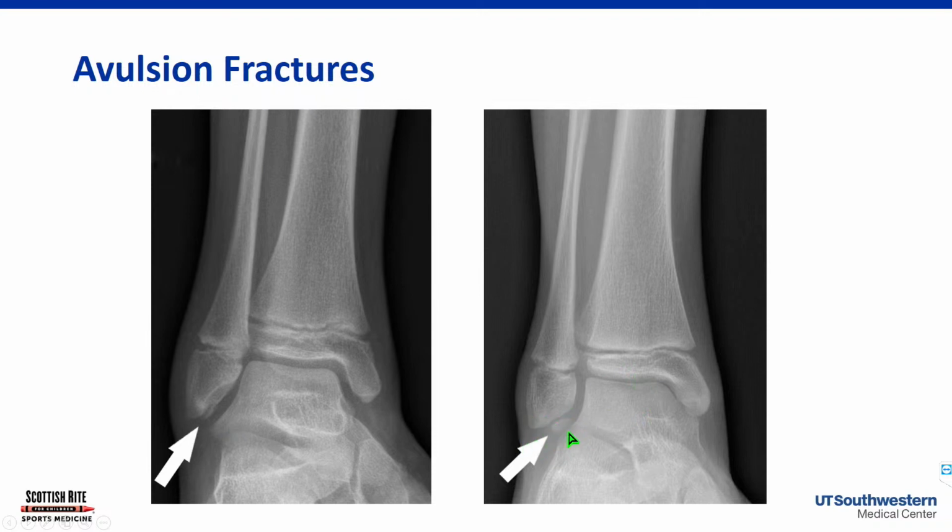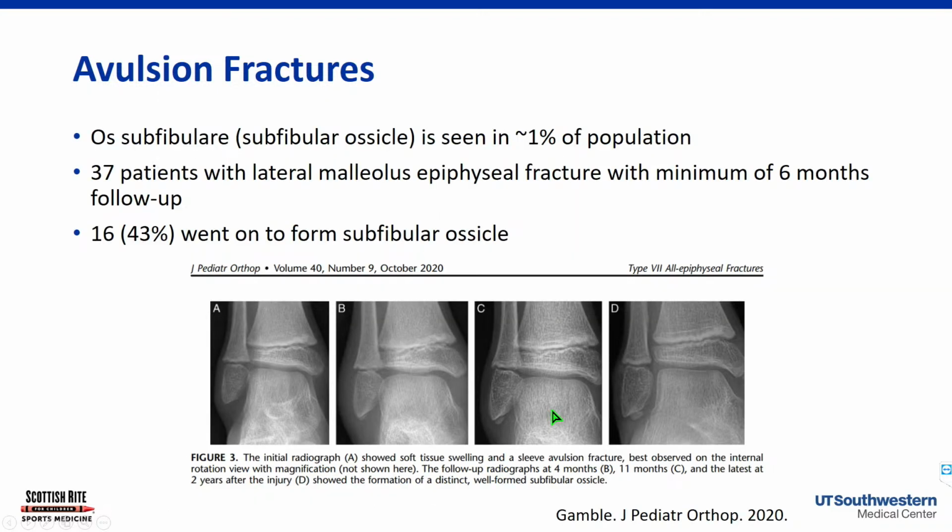People get what we call an accessory bone, or an os subfibulare, and is that really the sequela of this, and years later it turns into that, or is this a separate issue? There have been a couple of studies. I'll highlight one here. We do see those little extra bones by the fibula in about 1% of people, and this one looked at 37 patients who had a fracture that they knew about, and they followed them for at least 6 months, and they found that about 40% of them went on to form that little extra bone.